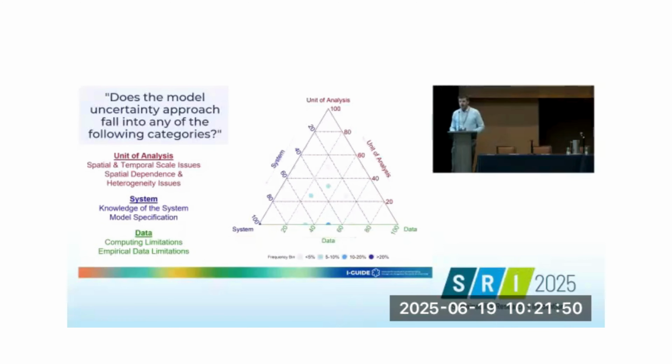In our literature review, we asked the question, for each study, does the model uncertainty approach fall into any of the following categories? And this is that group response. So for our red, going up is the unit of analysis, going over from the right is the system, and then going over from the left is the data.